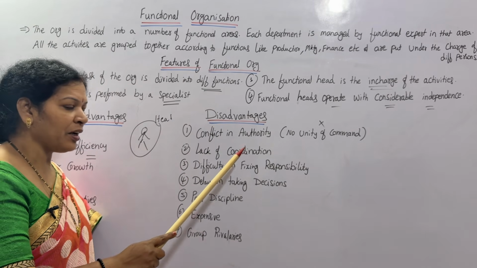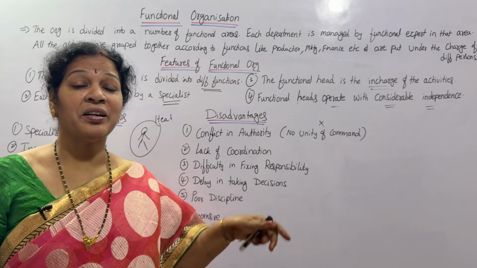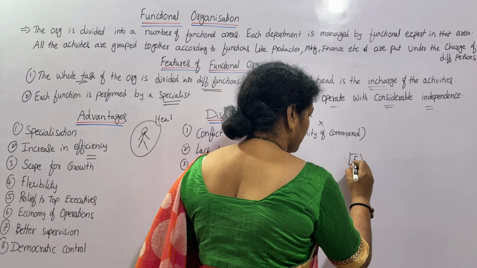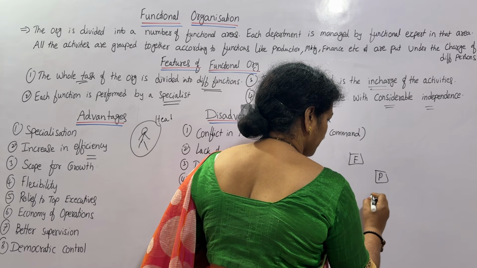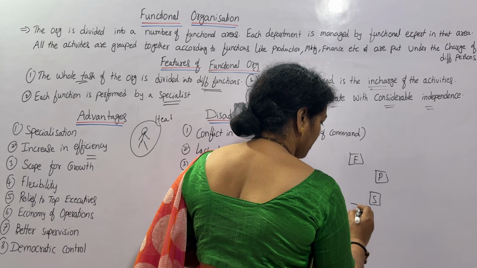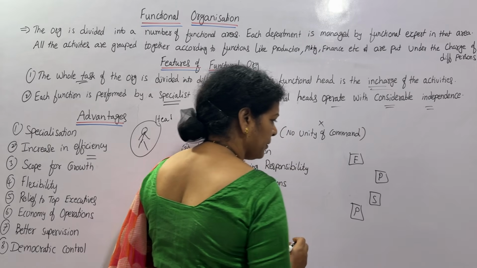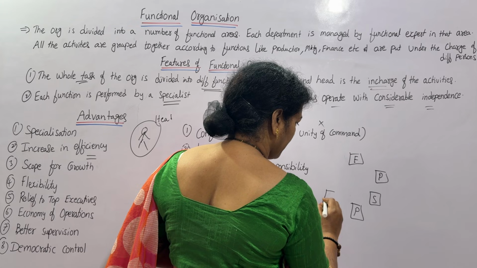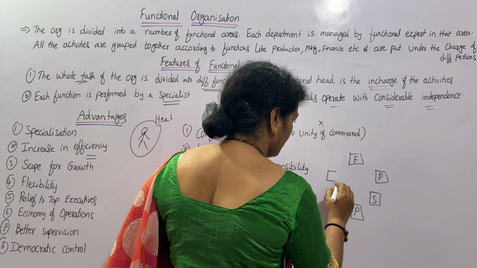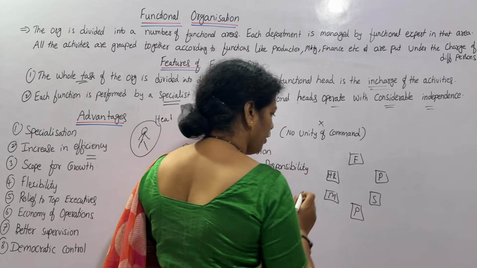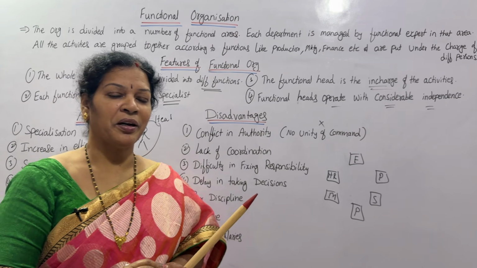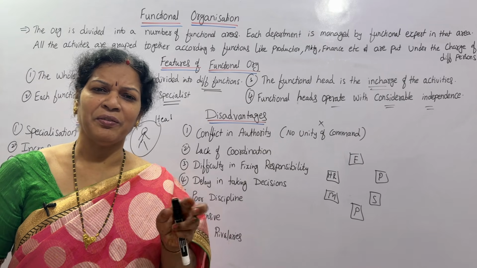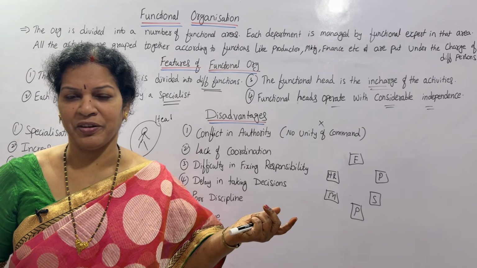And next one, lack of coordination. If the heads do not have proper coordination, like different heads are there, finance head, production head, sales head, purchase head. What else can you take? Finance, production, sales, purchase, marketing, HR. Different heads are there. All these heads have some kind of ego. Then what happens? There's no coordination at all. If everyone is cooperative, then this is the best one, functional organization.